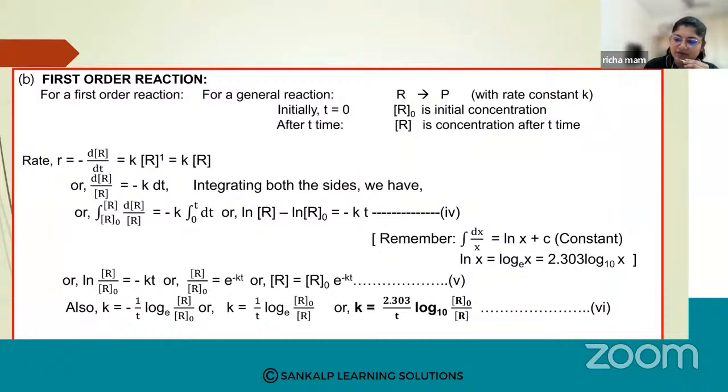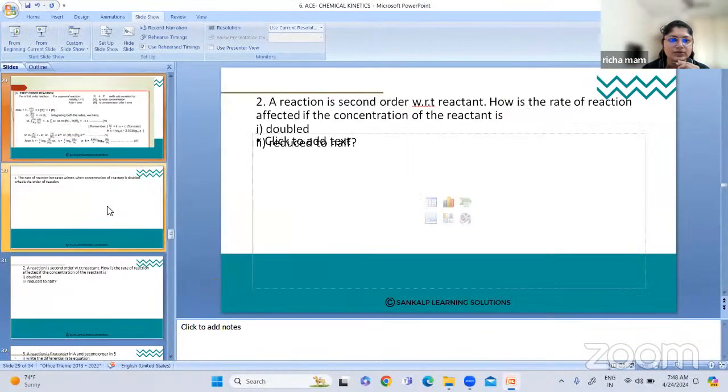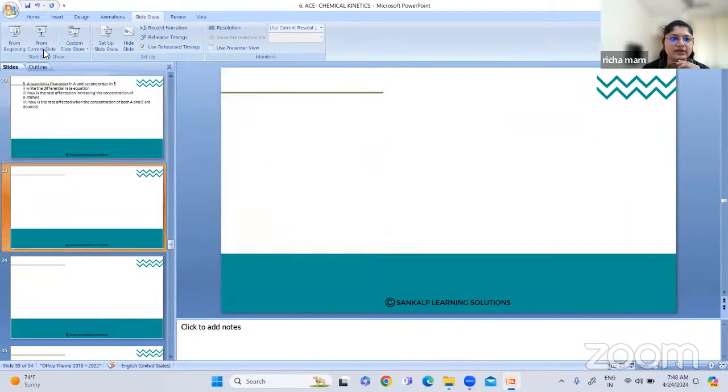So today we have to start with the half-life of reaction. Before that, let us solve one problem. Let us see one problem now. Before proceeding further, let us take one problem. So the question is like this.